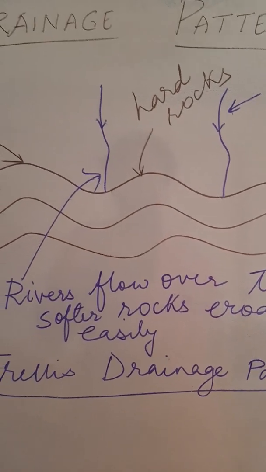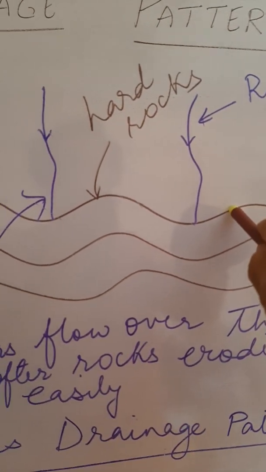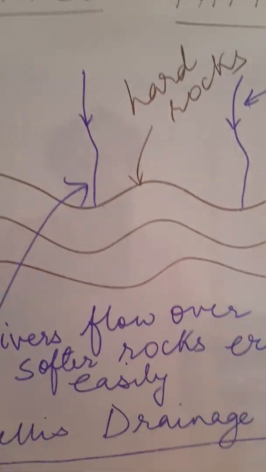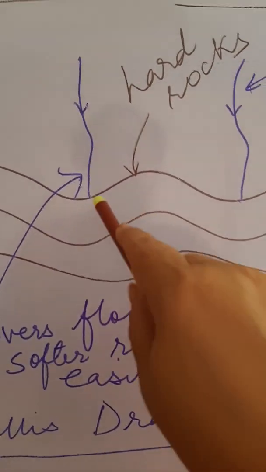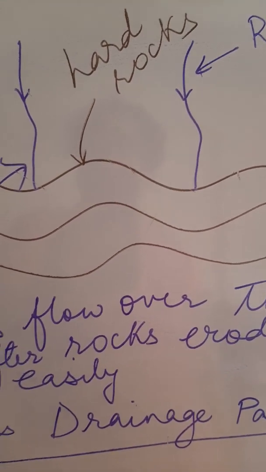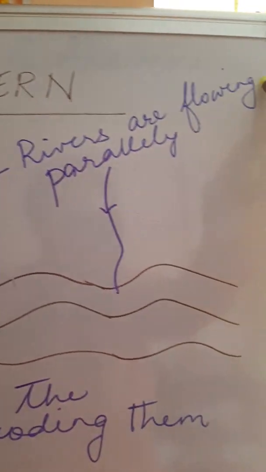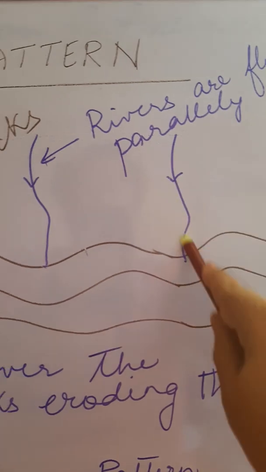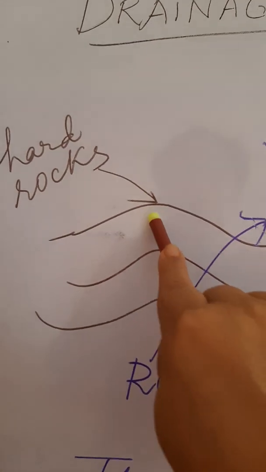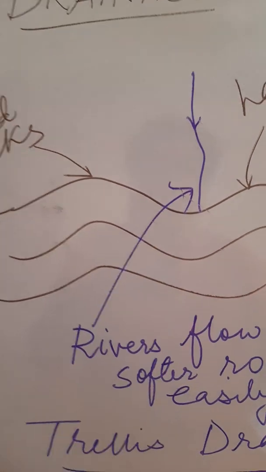The hard rock areas will be higher and the soft rock areas will be lower, because the harder rocks are resistant to erosion. So they are higher, and the areas where the softer rocks are, they are easily eroded by the rivers. So here you can find, children, that rivers are flowing parallelly because there are alternate beds of hard and soft rock. These are hard rock, these are soft rock. The lower one is softer rocks, the higher one is composed of harder rocks.